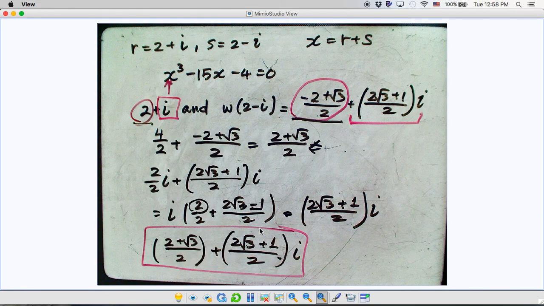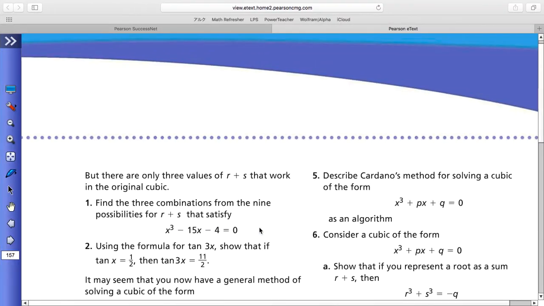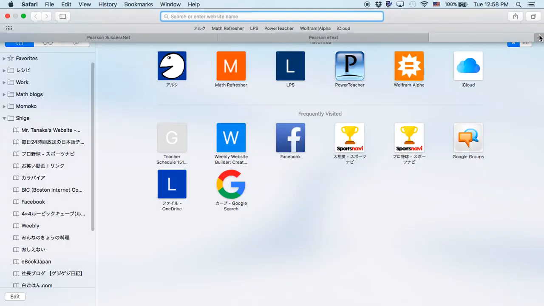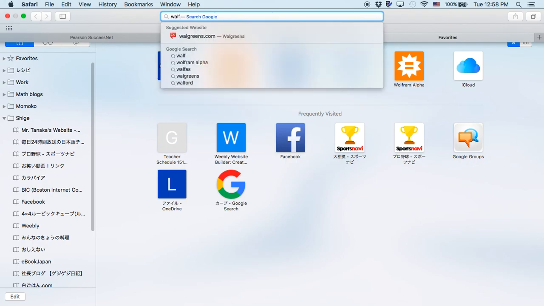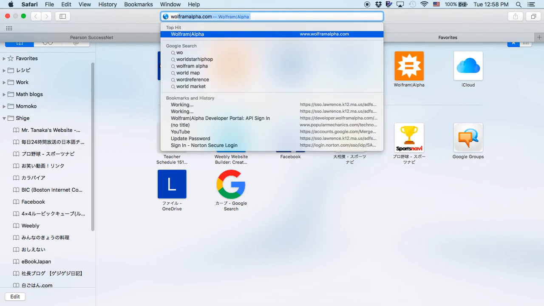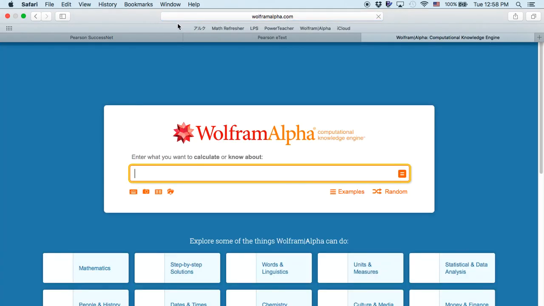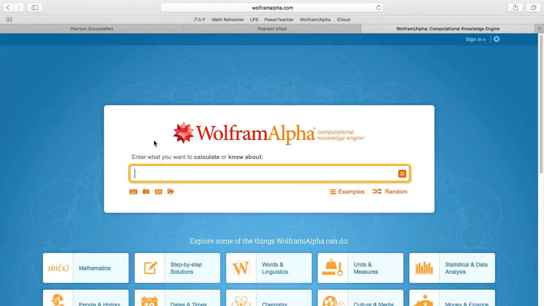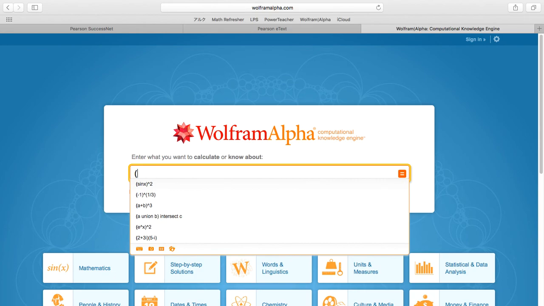If you plug this entire thing into x, we're going to have this entire thing to the third power minus 15 times this thing minus 4. Is that equal to 0? Obviously, I'm not going to do it by hand. You can do it with calculators, or we can use a website called Wolfram Alpha. So I'm going to type it in. This is going to be a lot of work, right?